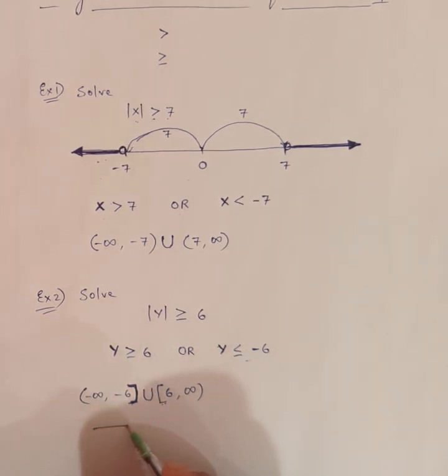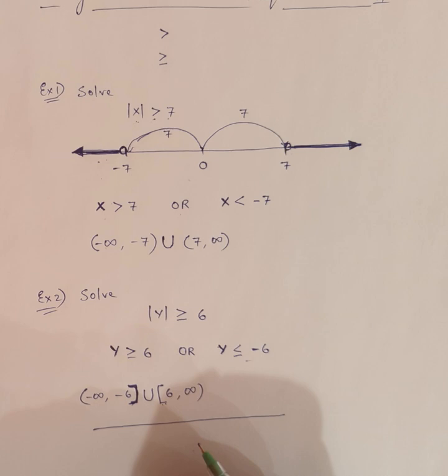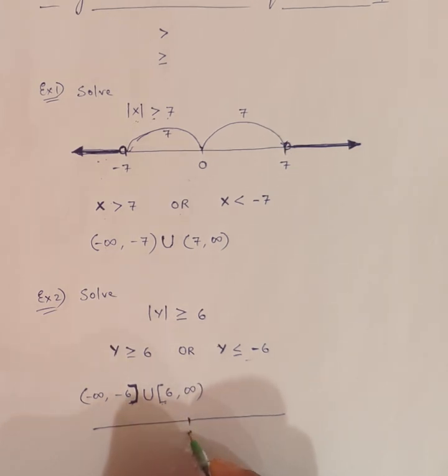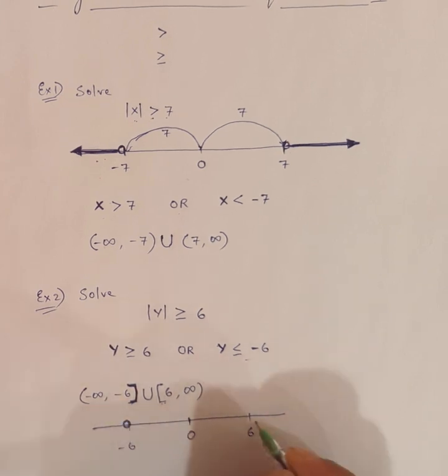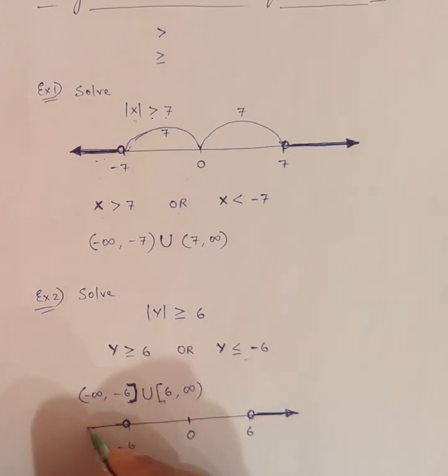And to graph, maybe I should have graphed first. That's what I'm going to do in the rest of the examples. So this is 0, this is 6, that's negative 6. I have two separate intervals, one going to the right of 6, so more than 6, and the other going to the left of negative 6.